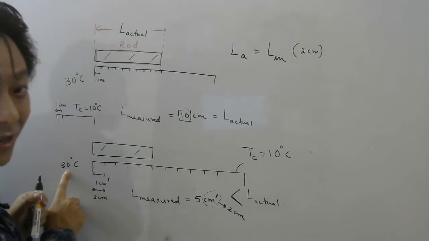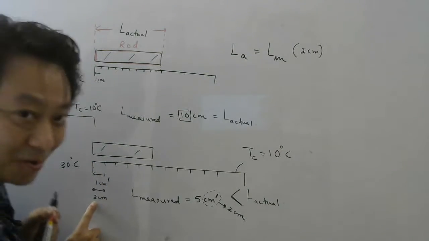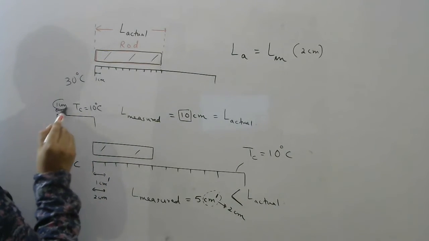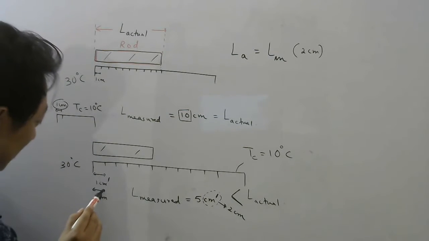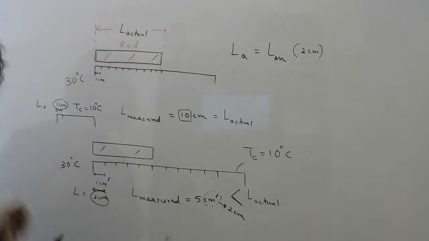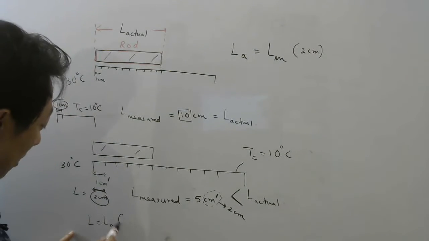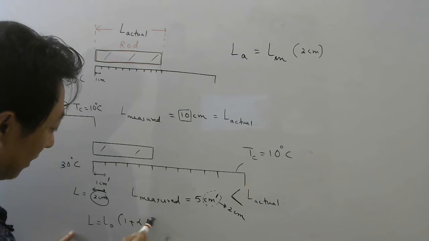But at 30 degrees Celsius, it has expanded up to 1 centimeter dash, which is actually 2 centimeters. So this is like your original length and this is like your final length, isn't it? And what was the relation we wrote? L equals L naught times 1 plus alpha delta T.